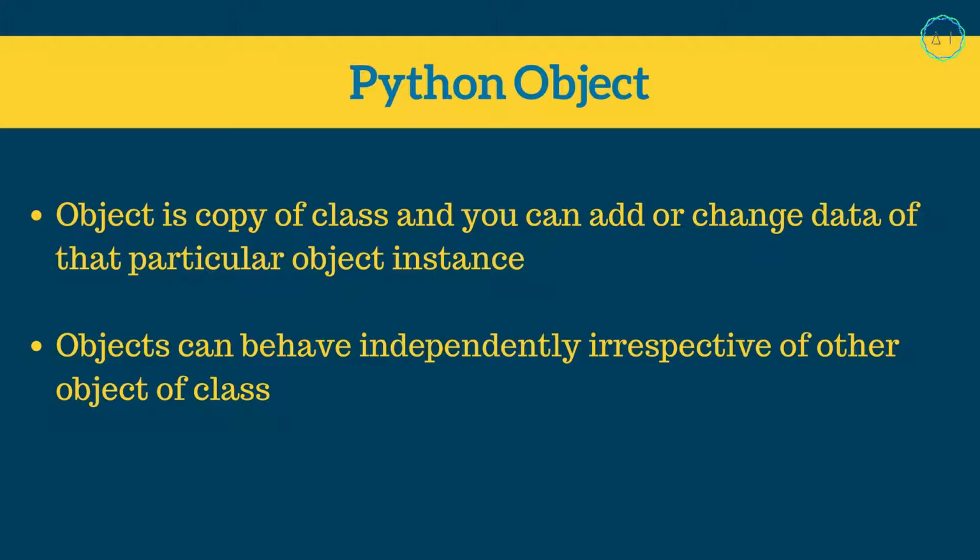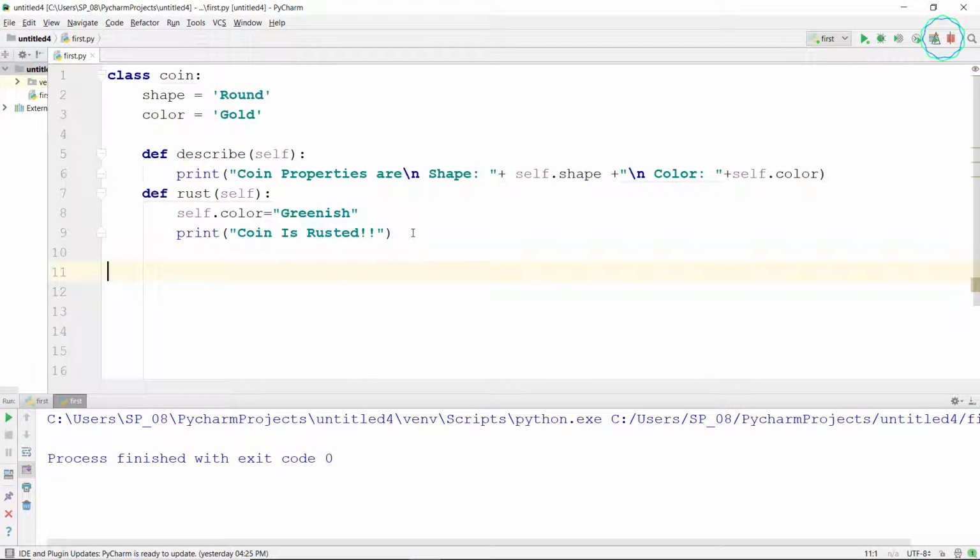To use the class, you have to use objects. An object is a copy of a class, and you can add or change data of that particular object as per your requirement. So an object is a copy of a class and it behaves independently. Okay, so to create an object, give your object a name, an equal sign and your class name, that's coin, and parentheses. This will create an object of a coin, c1.